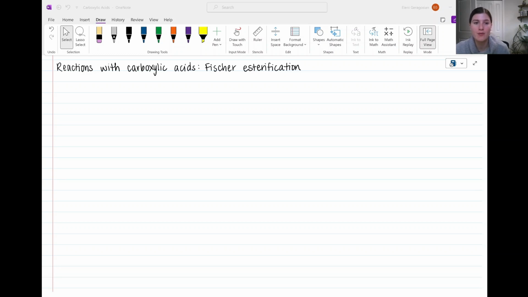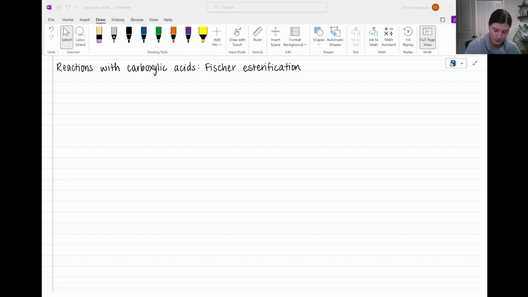In this video, we'll cover our first reactions with a carboxylic acid. So a carboxylic acid will be one of the reagents. And in this video, we'll talk about Fischer esterification. So Fischer is just the name of the chemist that discovered and used this type of reaction. And then esterification means that we are going to take a carboxylic acid and produce an ester. So we'll get a slightly different functional group in the product.